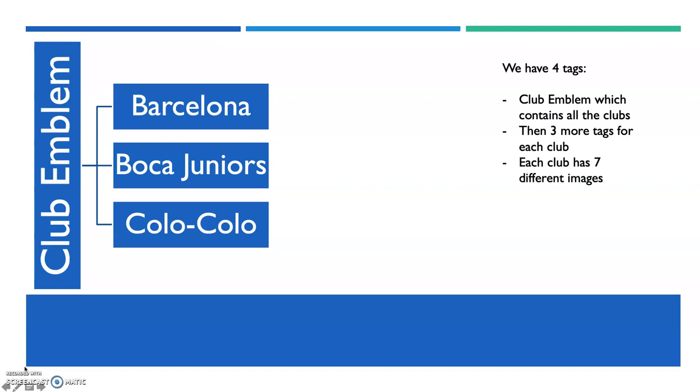So I have 4 tags. The main one is going to be club emblem. So there's going to be 3 tags that go into club emblem, and then the other 3 are each team. And within those 3 tags, each one has 7 images in it.